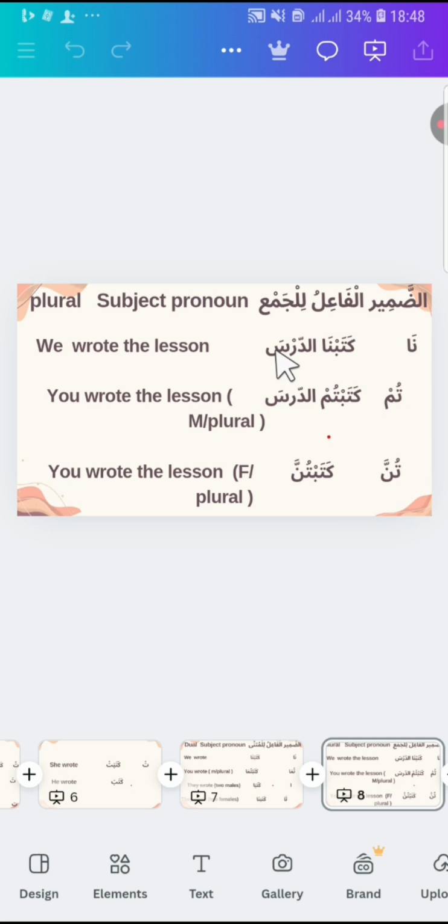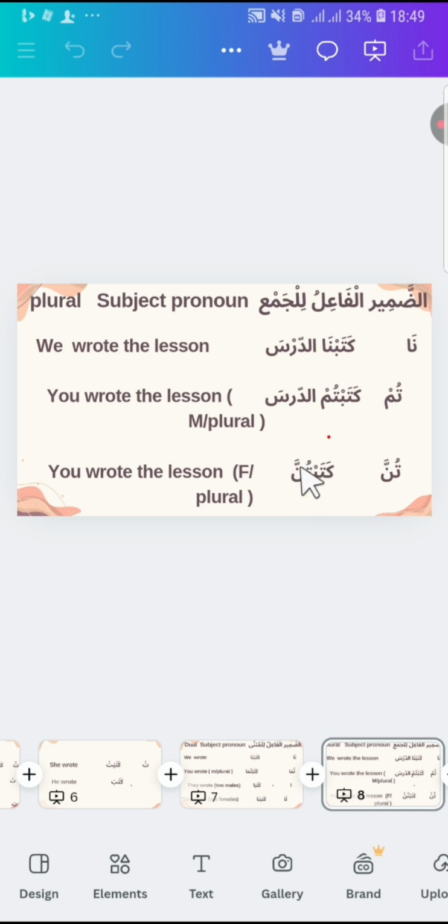Then we have tunna. It refers to more than two females, and we say katabtunna darsa, you wrote the lesson. For example, I can say Fatima, Khadija, Maryam, katabtunna darsa, you wrote the lesson.